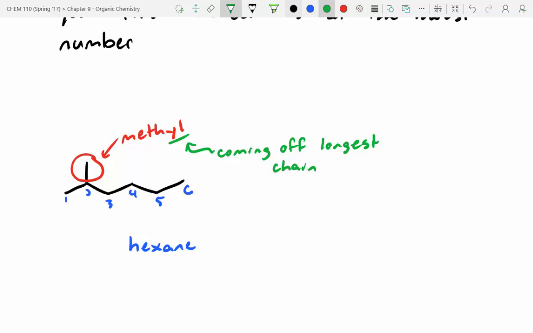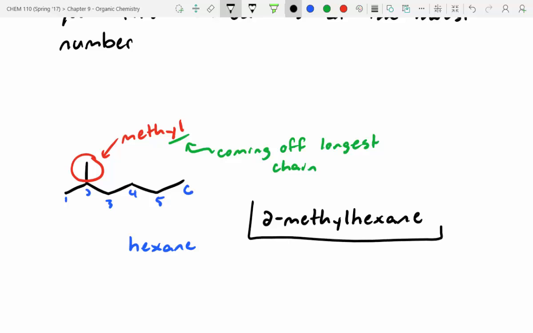This indicates that it's coming off. So when we go ahead and we name this, what we've got to do is call this 2-methyl, to indicate the methyl group is coming off of carbon 2. And then we'd say 2-methyl hexane. What's that? Is it 2? So that's indicating that the methyl group is coming off carbon 2, not carbon 3, not carbon 4. It's coming off carbon 2 on your longest chain, right? So that's a really simple way of doing this.